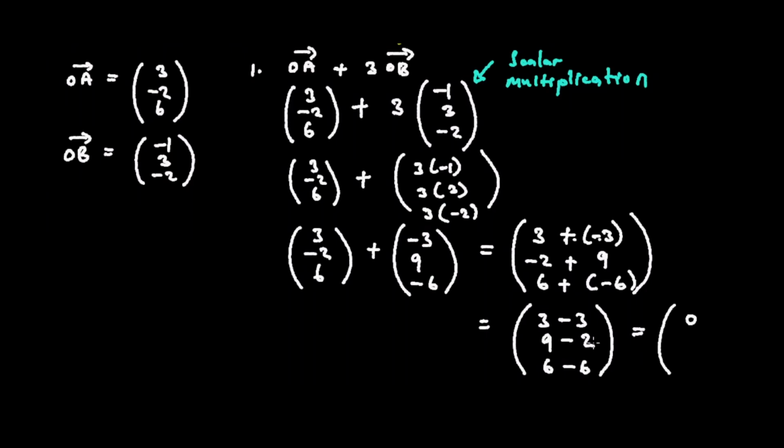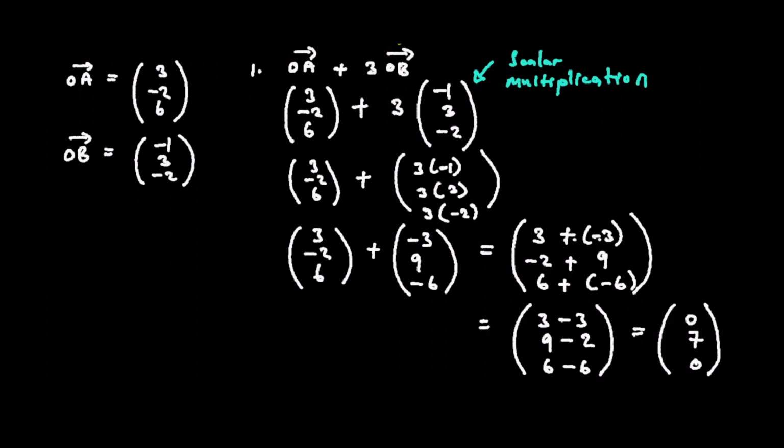Minus 2 plus 9, or 9 minus 2, is 7. And of course 6 minus 6 is 0. So our answer is 0, 7, 0. That is the vector we are getting there. If there are any questions, please ask in the comments, but I think I have explained it to full satisfaction.